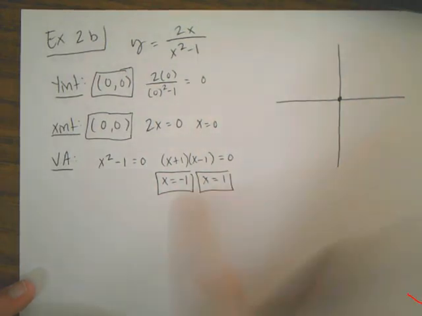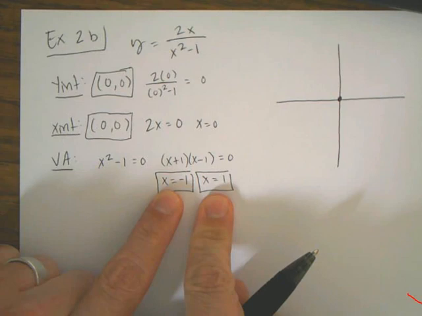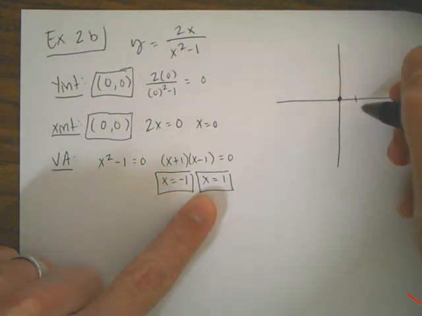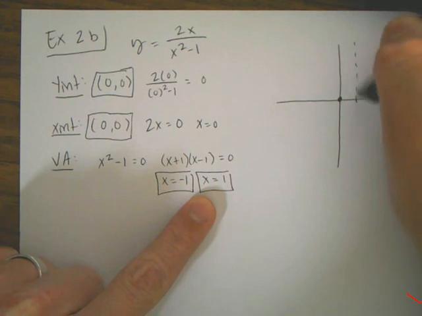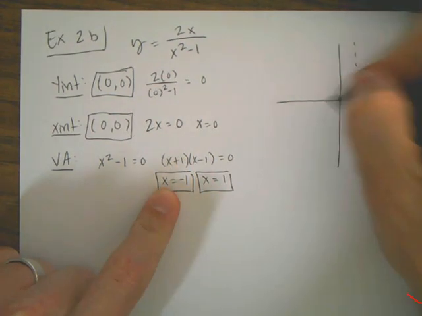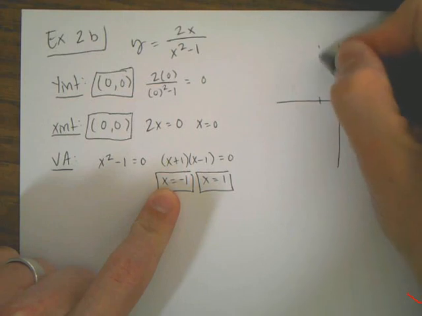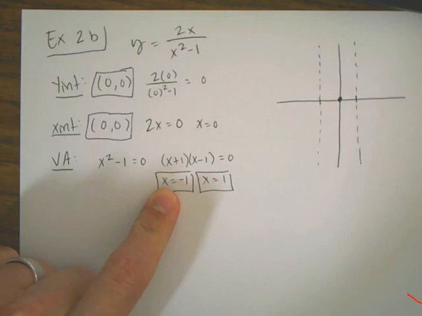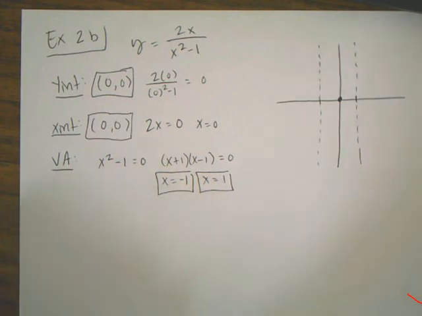These are actual equations of lines, vertical asymptotes. At 1, the function does not exist, so we draw this vertical line to know that our function cannot cross through that. At negative 1, the function does not exist, so we draw these boundary lines. Our function is going to act around these.